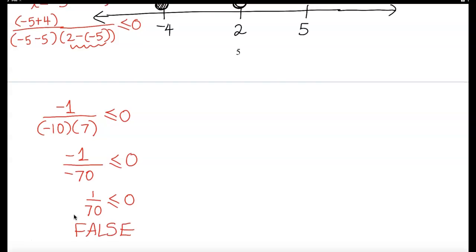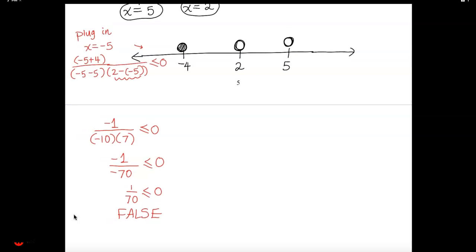Because this is false, this far left interval, that is to the left of negative 4, is not going to be the answer region. So I'm not going to highlight that section. All right, next interval. Let me pick a number that is in between negative 4 and positive 2. Let's plug in x equals 0, because 0 is in between negative 4 and 2, isn't it?